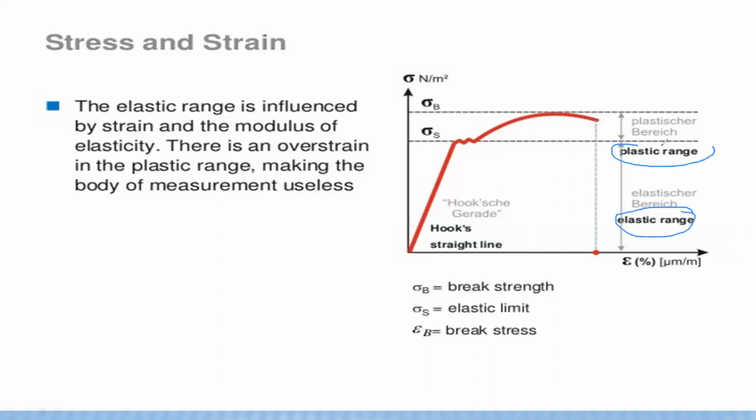That is the plastic range. Sigma s is the elastic limit, and sigma b is the breaking strength. So it is the breaking point of that object, and epsilon b is the breaking strain. Okay, so it is the stress and strain relation. We already know about this stress and strain relation from previous classes.